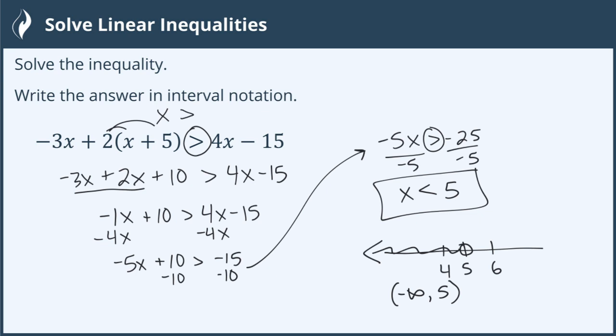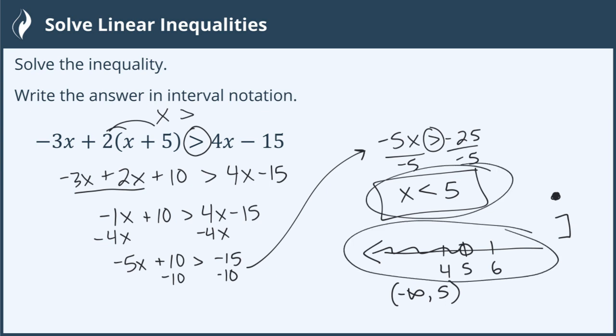And then it is a parenthesis because it is not equal to. If it would have been an equal to, then it would have been a bracket. But because it's just a less than, it's going to be a parenthesis. So here's my answer in inequality. Here's my graph. And then here is my interval notation.